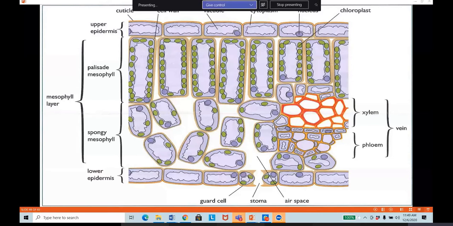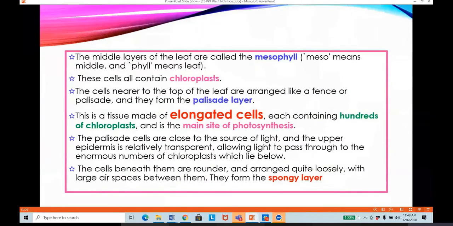Now, can someone else explain what happens in each and every layer, as explained in the video just now? What is the function of the palisade mesophyll layer? Yes, sweeties, who's going to tell me? What is the function of the palisade mesophyll layer? It's the layer that has the chloroplast, and that's where the main photosynthesis happens. Excellent. With the water.